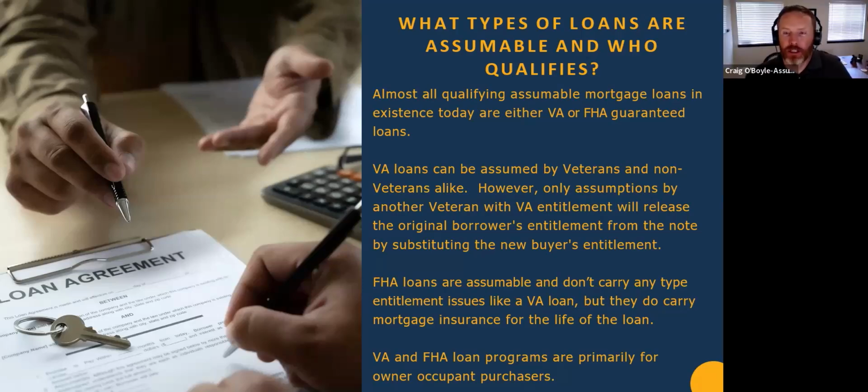Now, FHA loans are assumable and don't carry any type of entitlement issues like a VA loan does. However, they do carry mortgage insurance for the life of the loan. Versus a VA loan, where the form of mortgage insurance is basically the funding fee that's collected when the loan transfers, or when the loan is created. They don't do it on a monthly basis like FHA does.